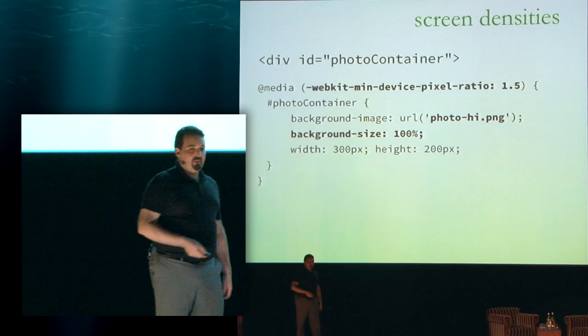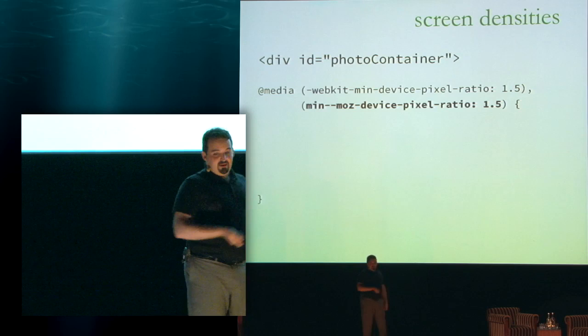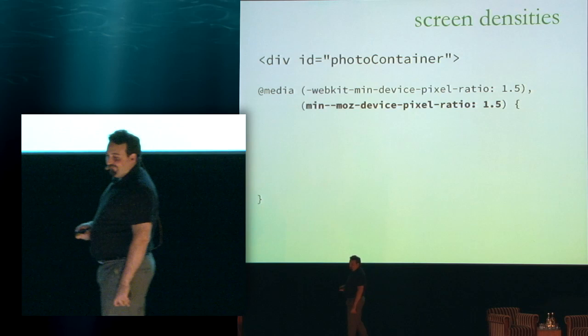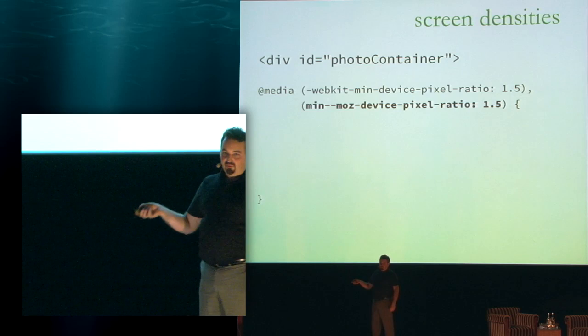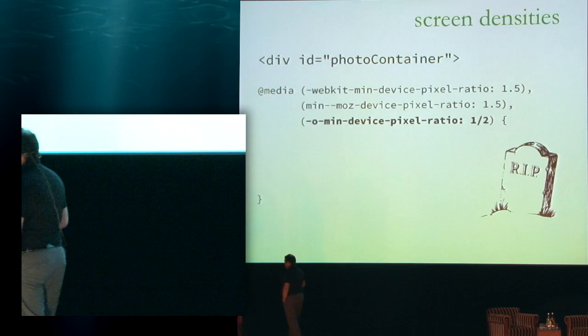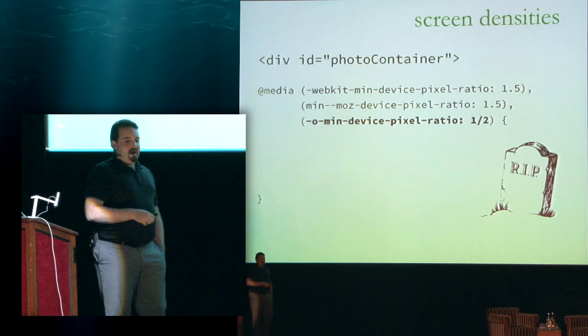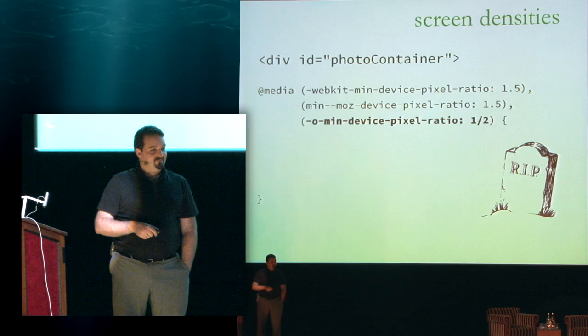So for example, we can add the Mozilla version. That's not a typo, as you can see here, when we are using the min prefix, right, for ranges. So on WebKit, it's dash webkit dash min. On Firefox, it's min dash dash moz. Then we still have a lot of Opera out there, right, with the Presto engine. So there you need the O prefix, and it's not using a value, but a fraction there. So we need to use a fraction.